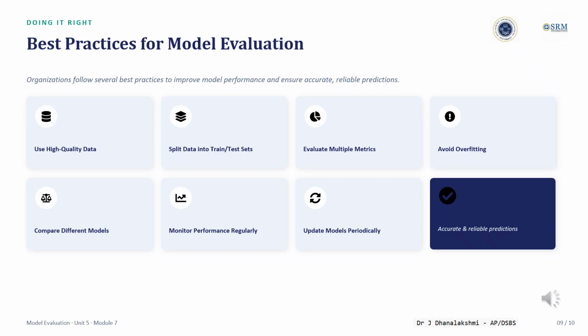systems. Organizations achieve reliable machine learning performance by following several best practices during model evaluation. High-quality data should always be used to improve prediction accuracy. The dataset should be divided into training and testing sets to evaluate generalization performance. Multiple evaluation metrics should be considered rather than relying only on accuracy. Overfitting should be avoided by validating models carefully, and different models should be compared before selecting the best one. Finally, model performance should be monitored regularly and updated whenever new data becomes available to maintain reliable business predictions.